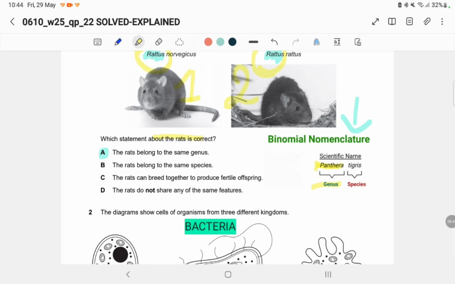Now not the same species because in the first picture of the first mouse it's norvegicus and number 2 it's rattus, so they are totally different names for the species, so I cannot consider them as being the same.